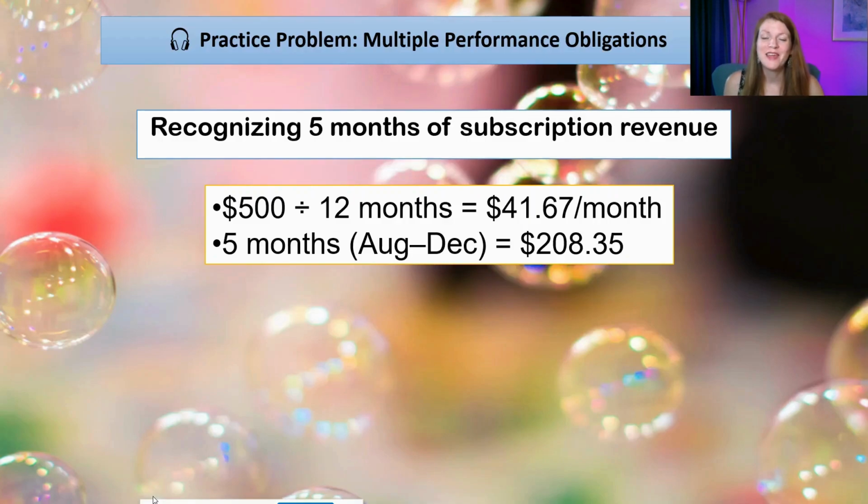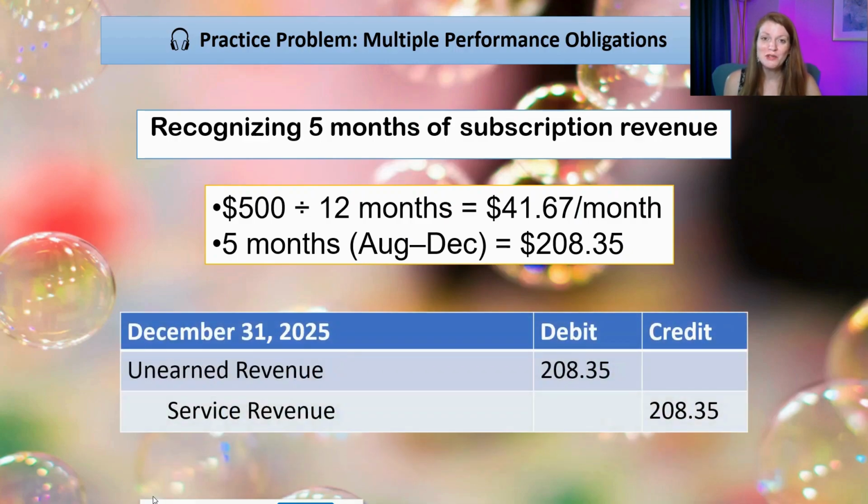So that's the last slide we'll look at in this video, and then you can jump to the next video that continues on with more about recognizing revenue. For the 5 months, we take the $500 divided by 12 months, which would be $41.67 a month. So if we didn't recognize it monthly and we waited till the end of the year, we would show 5 months times $41.67. That was from August 1st to December 31st, 5 months. And that gives us $208.35.